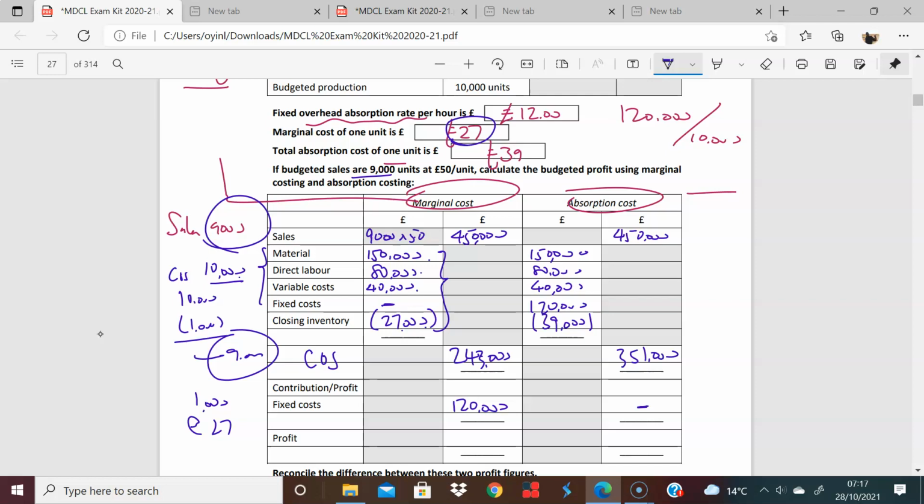So my contribution here is the sales, 450 minus the 243. So 450,000 minus the 243, that gives you 207,000. And then take off your 120, and that gives you profit of 87. And then I do exactly the same thing here, where I have the 450 minus the 351,000, and that gives you a contribution of 99,000, and therefore here a profit of 99,000.